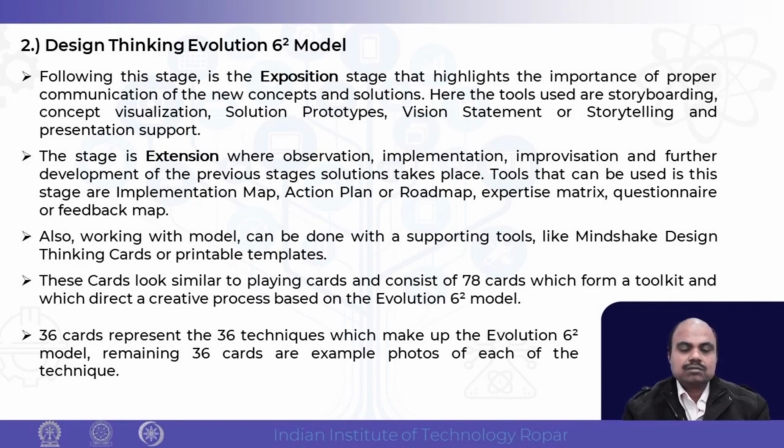And working with this model can also be done with supporting tools like Mindshake design thinking cards and printable templates. These cards look like playing cards and they consist of 78 cards, which form a toolkit that directs a creative process based on the Evolution 6 Square method.